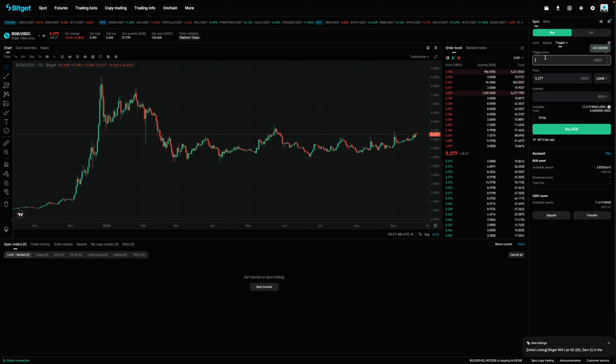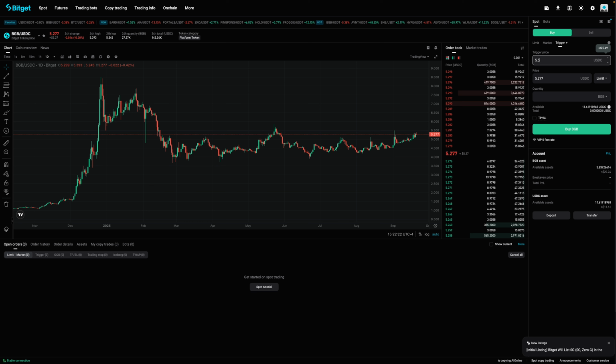So right now we can see that the price is at about $5.28, and let's just say that as an example, after doing my analysis on the charts and whatnot, I think that if the price goes above 550, which is over here at about 550, the price will continue to climb. So I would then put my trigger price as 550, so 5.5.